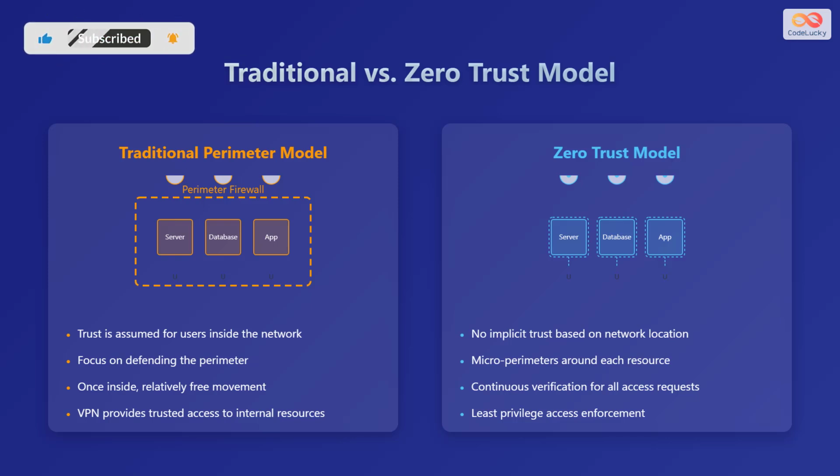However, in the zero trust model, there is no implicit trust based on network location. Microperimeters are set up around each resource. Continuous verification is required for all access requests. Least privilege access is strictly enforced.